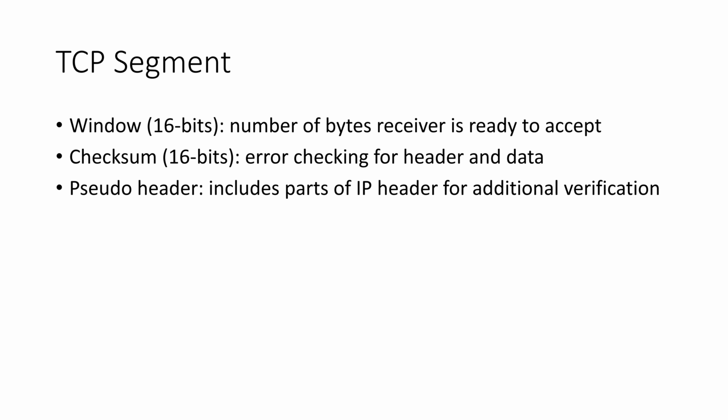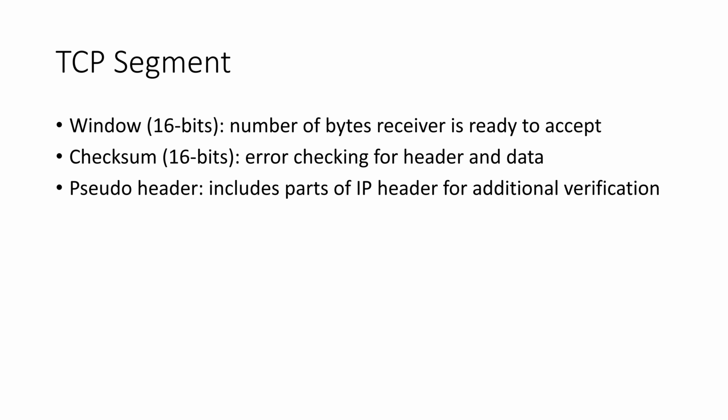Now let's cover window and checksum. These two fields help TCP stay reliable. The window field is part of TCP's flow control system. It tells the sender how many bytes of data the receiver is currently ready to accept. If a receiver's buffer is getting full, it will advertise a smaller window size to slow down incoming traffic. Then comes the checksum. This ensures data integrity by checking for errors in both the header and the data.